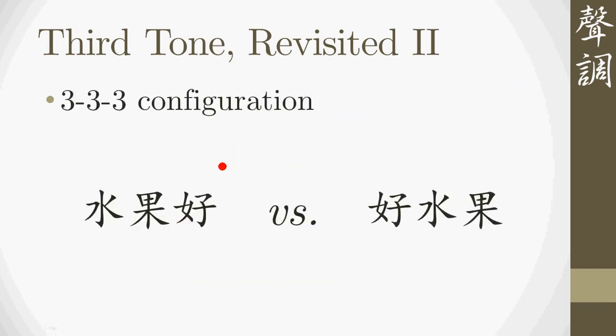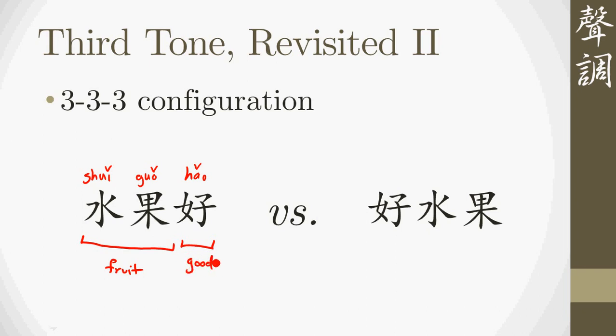Next, we have the 3-3-3 configuration, meaning we have 3 third tones next to each other. This is a subtle nuance. If you are new to pinyin and new to third tone changes, you may want to skip this. Don't worry about it. But if you have seen tones before and seen a little bit of Chinese, this may be of interest to you. Essentially, we have 3 characters here: 水, 果, and 好. These two form a word, and this word means fruit. This means good.